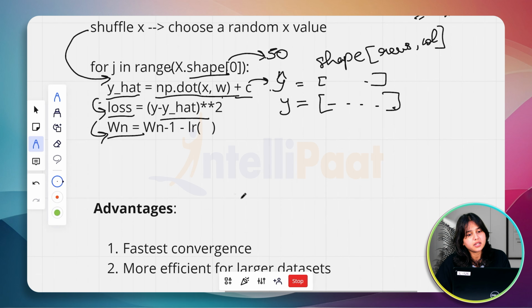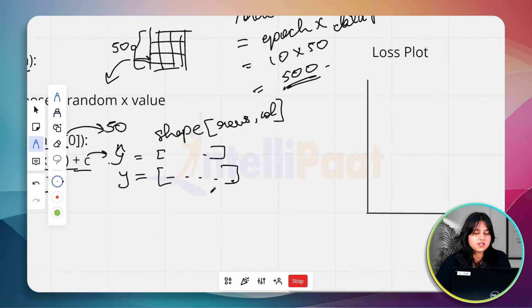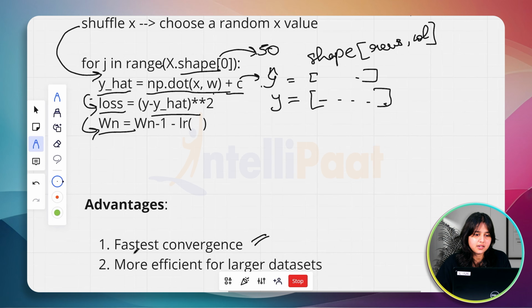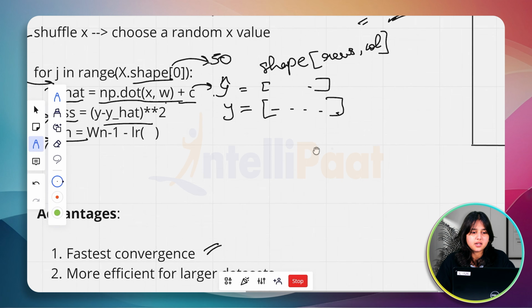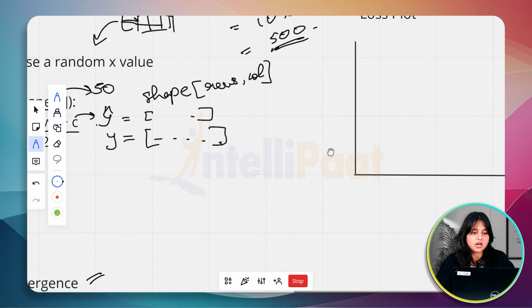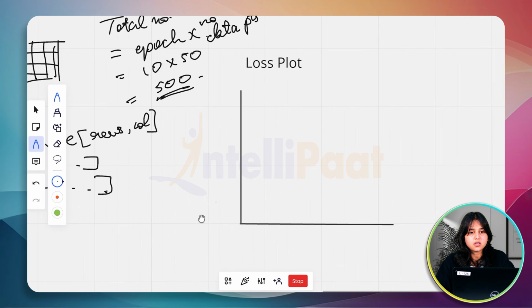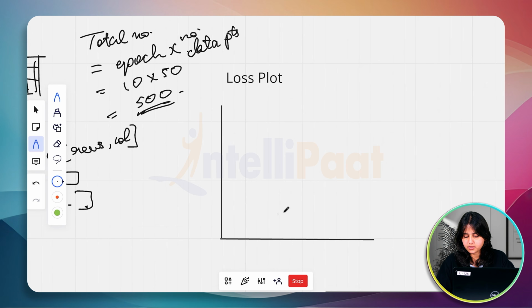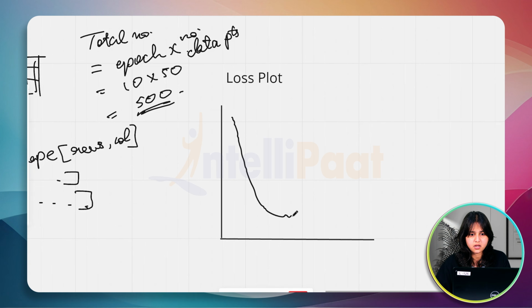But an advantage over here is that it has faster convergence. Fastest, again, is compared to batch gradient descent and mini batch gradient descent, right? So it has the fastest convergence and it is more efficient for larger data sets. Let's look at the loss plot before going further. A loss plot would look something like this, right?